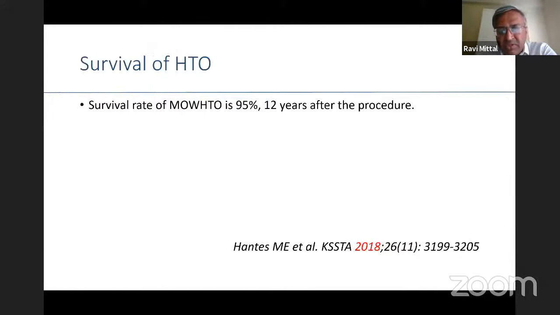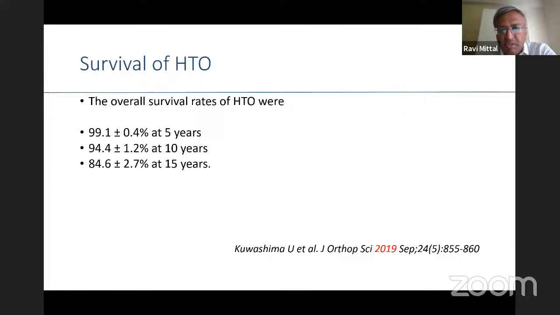Now let's look at some recent evidence. This is in 2018. The survival of medial opening wedge HTO is 95% at 12 years of the procedure. This study in 2019, the survival rate was 99.1 plus minus 0.4% at 5 years, 94 at 10 years, 84.6 at 15 years. Quite encouraging.